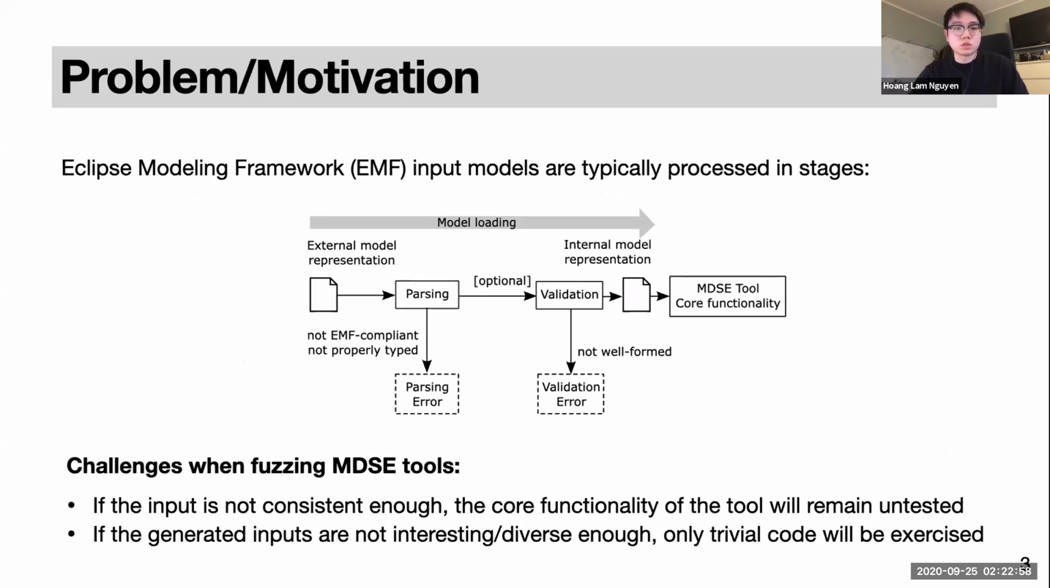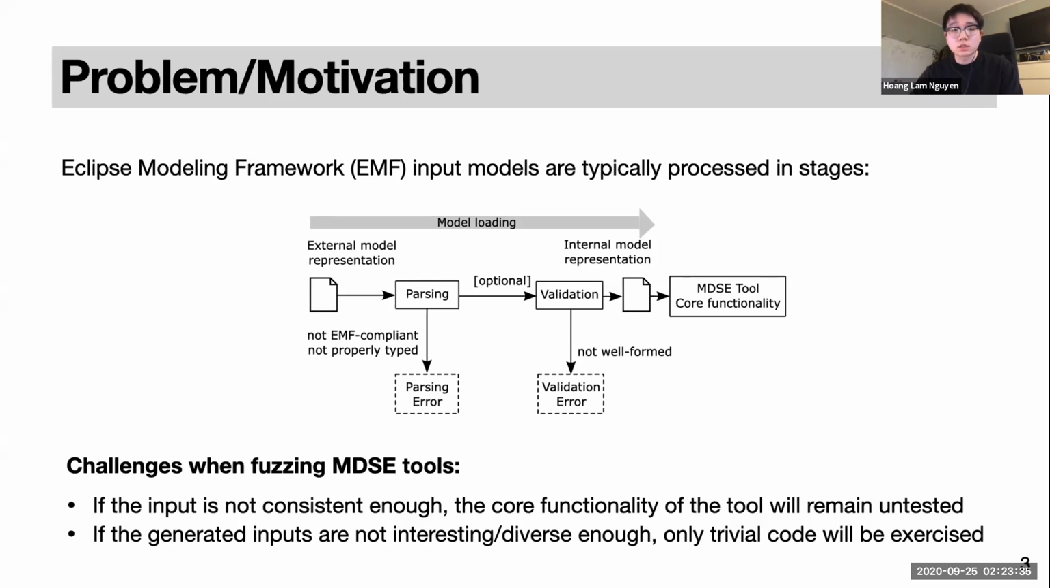So first, there's a parsing stage which checks whether the input model is actually syntactically valid. That is, in our case, whether it conforms to basic EMF constraints and whether it is properly typed with respect to the input metamodel. Optionally, a syntactically valid model must also pass an additional validation stage, which checks further semantic consistency constraints. And only after all these stages have been passed, the input model is actually passed to the core functionality of the MDSE tool.